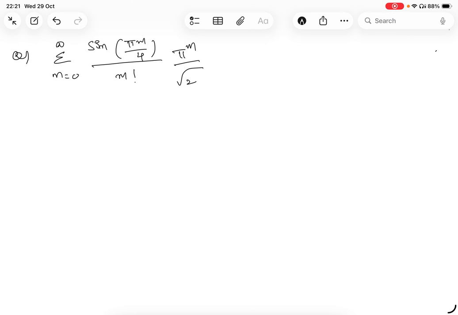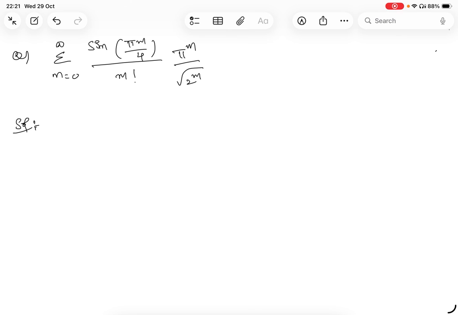Hello, let's solve the problem. Summation m equal to 0 to infinity, sine of pi m by 4 by m factorial into pi power m by root 2 whole power m, right? Root of 2 power m. So let's start.